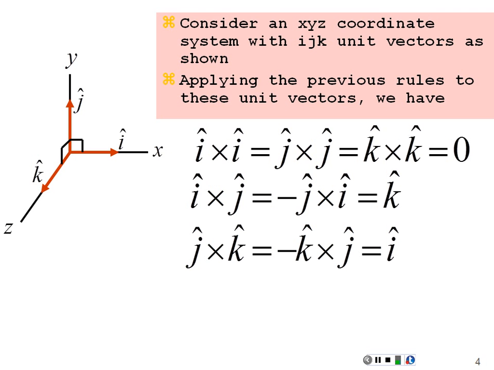j cross k. If I did j cross k, I'm pointing in the i direction. Or if I did negative k cross j, I'm pointing in the i direction. k cross i. If I did k cross i, I'm pointing j. If I did a negative i cross k, I'm doing j.